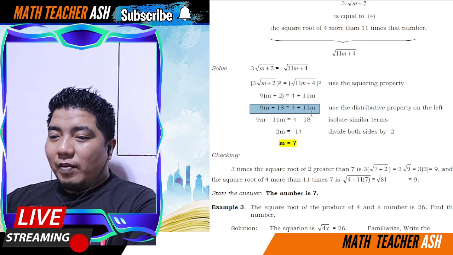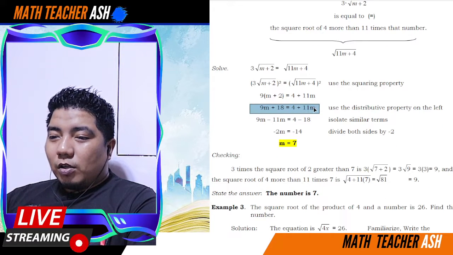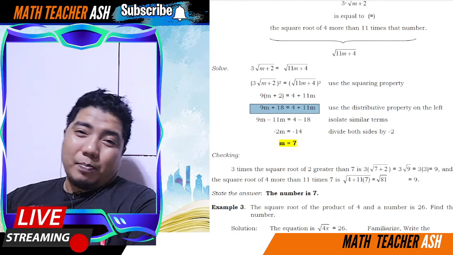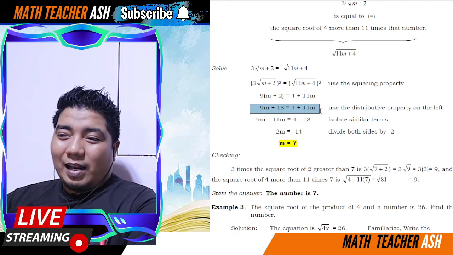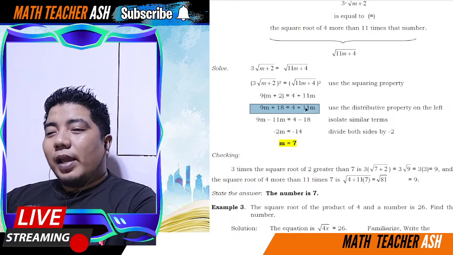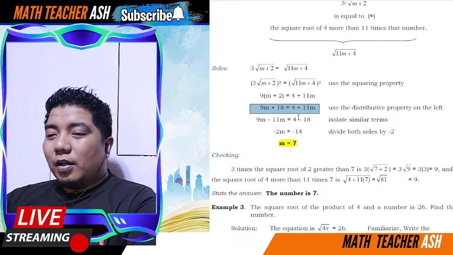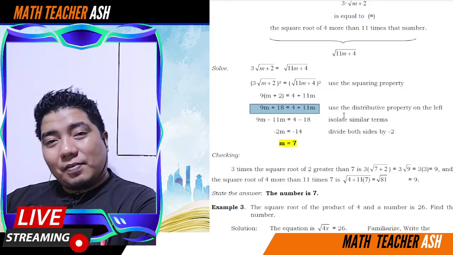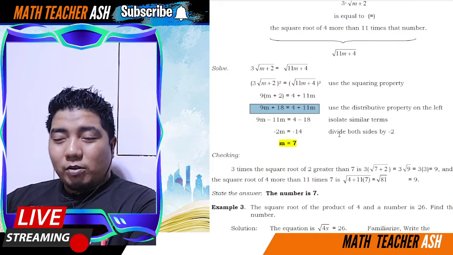So, si 11m, mas malaki dito. So, ililipat natin, of course, pwede mong ilipat si 9 doon, pwede mo din ilipat si 11 doon. In this case, ang ginawa nila, 11m. Either way, the answer is still the same. Okay, let's try this one. 11m, nilipat sa left side. So, naging 9m minus 11m. So, si plus 18, nilipat sa right side, naging minus 18 na ngayon.